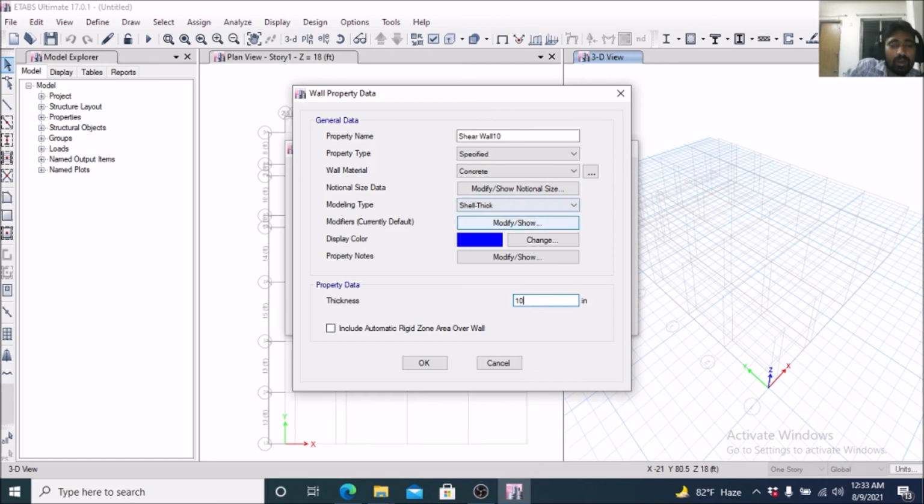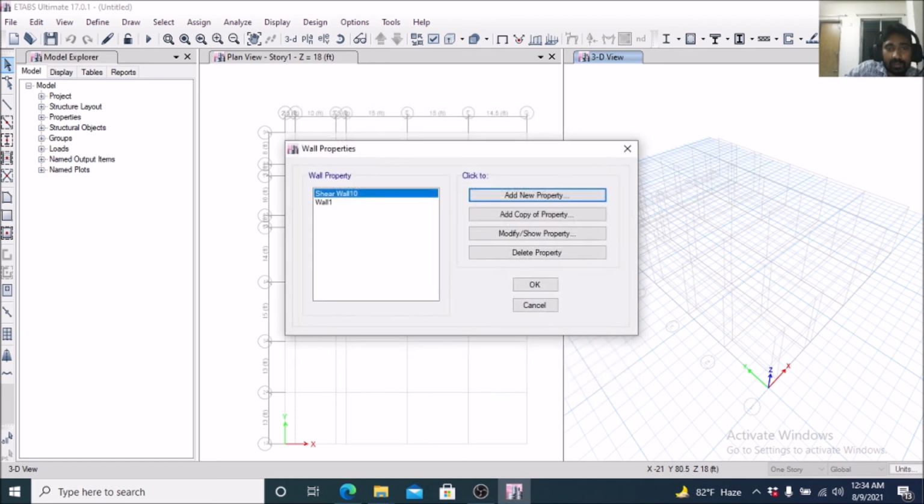When will shell thin be considered? If T by L is less than 1 by 15, the shell will be thin. For this reason we basically consider shell thin for a slab, okay, and T by L greater than 1 by 50, for this we consider footing or raft foundation. So this happens for these conditions, so then it is okay.